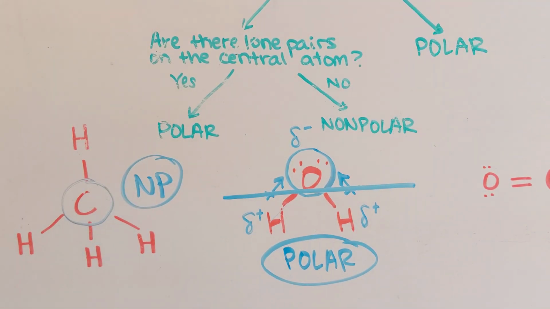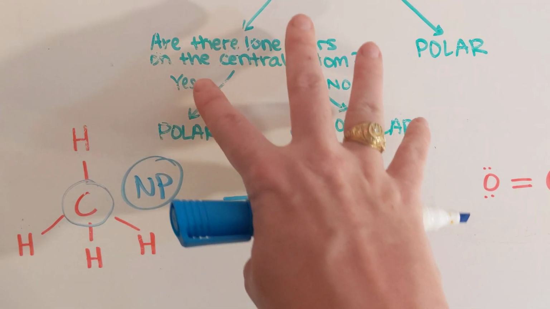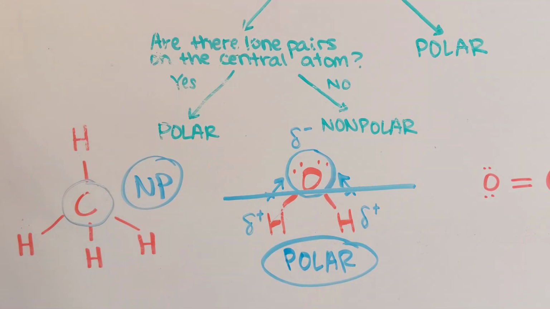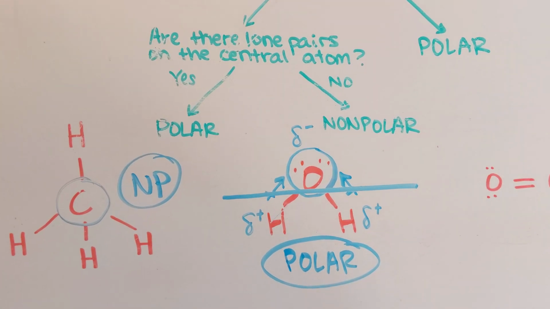Okay? So this will cause it kind of to behave like a magnet. The negative side will attract positive things, and the positive side will attract negative things. It tells us a lot about why water behaves the way it does. Okay? Let's look at one more example.